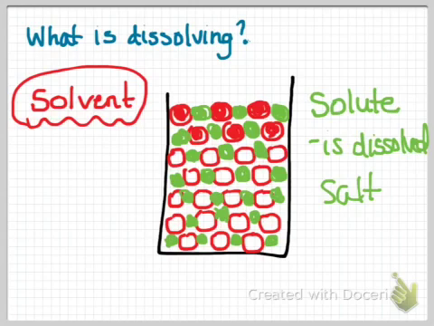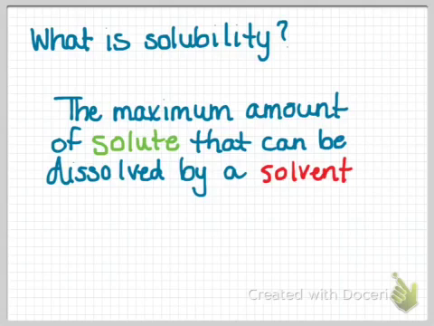In a nutshell, that's what dissolving is: a solute filling the spaces between the solvent particles. So they're not actually disappearing, it still exists within the solution. It's just that the particles are filling the spaces between the solvent particles. Alright, what is solubility? Well, solubility can be thought of as the maximum amount of solute that can be dissolved by a solvent. So how much salt can I actually put in water before the water says, I don't want any more salt in there, and it can't dissolve anymore?